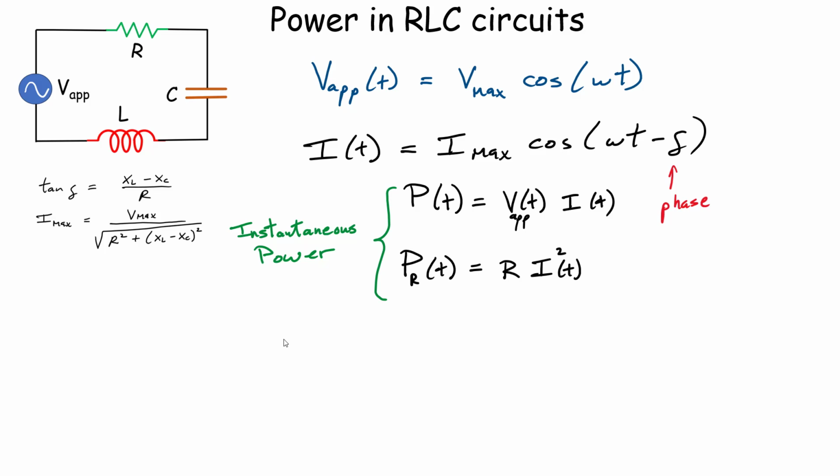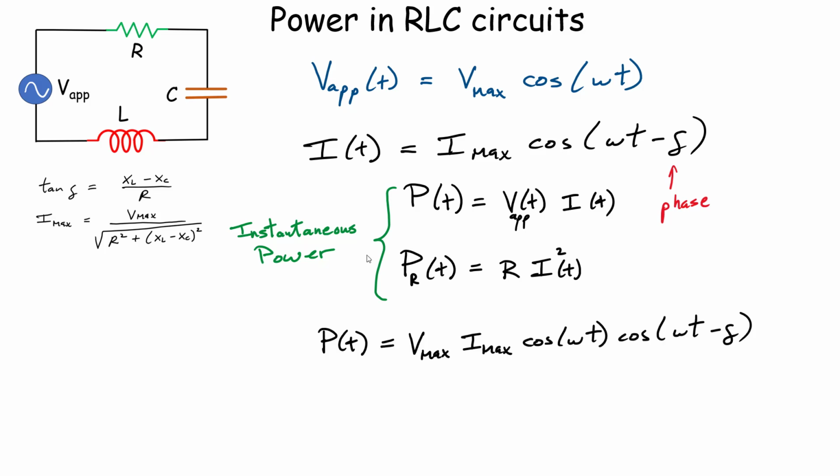All right, so let's first start off with P of t right here. And now we'll simply substitute our two equations for the applied voltage and the current. Pretty straightforward. So you get this expression here. I've just brought out the Vmax and the Imax to the front. Now we have two terms that have cos of omega t. However, one of them has a phase shift depending on the values of inductance and capacitance in the circuit. So my goal now is to look at what is the average power being delivered by this AC generator.